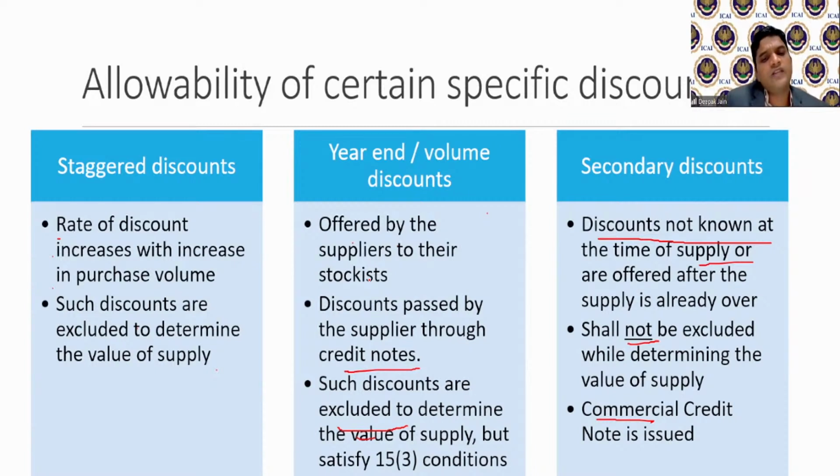Festive discount, same. If it is linked to the invoice and agreed before, at the time of supply, then it will be allowed. The basic thumb rule is this: if it is agreed at the time of supply and can be linked to the invoice, then it is allowed. If it is not agreed at the time of supply and is just given randomly, then it is not allowed.